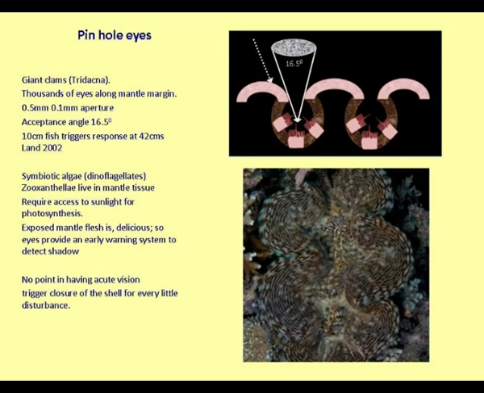And a 10 centimetre fish at 42 centimetres will trigger the response. So it only has to be crude, but that's good enough, because those are the sort of fish that can do you a lot of harm. Now, they have these symbiotic algae that we mentioned before that live in the mantle tissue, so it's got to have access to sunlight to allow those algae to make the food that it needs to grow.